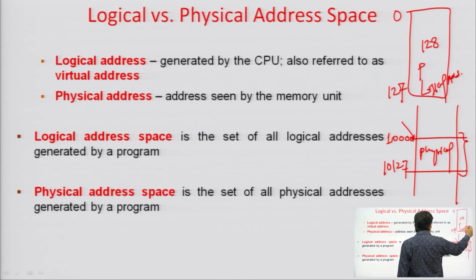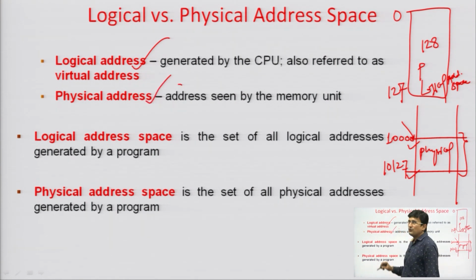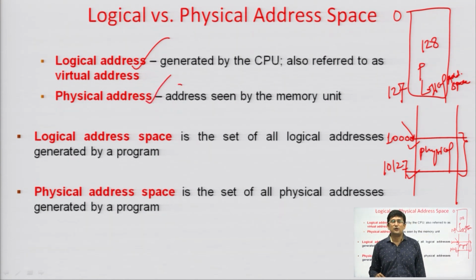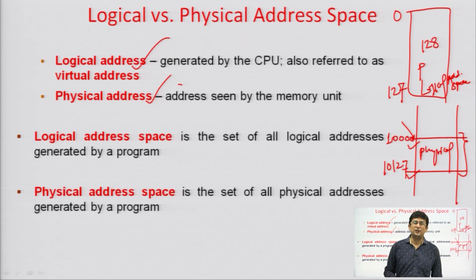Any address between 0 and 127 is a logical address, and any address between 10,000 and 10,127 is a physical address. Physical address means the address of your instruction in the main memory, or you can say the physical location of your instruction in the main memory. However, the CPU references the logical address only, and it ranges from 0 to the highest address, or the total number of instructions.